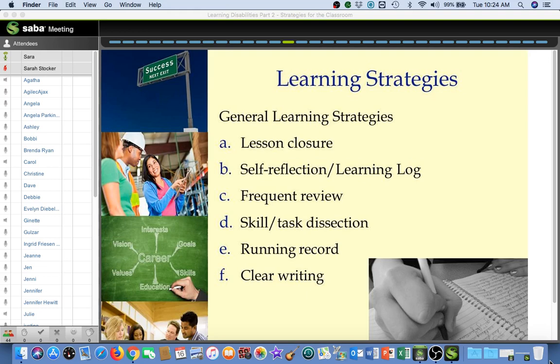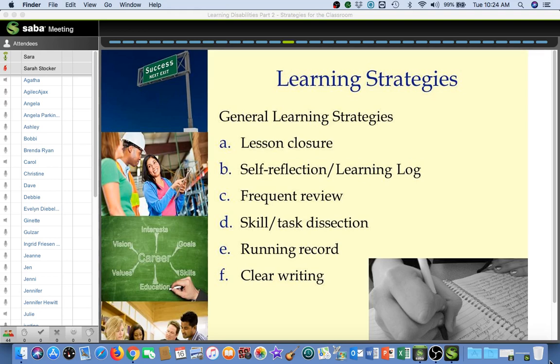Next is frequent review. This may seem obvious, but learners with learning challenges typically have difficulties with short-term memory and certainly remembering concepts. Begin each section with a review of the last to determine whether to reteach or to introduce new concepts. So you may have a plan, but that plan may need to be adapted and reverted back to when they're ready.